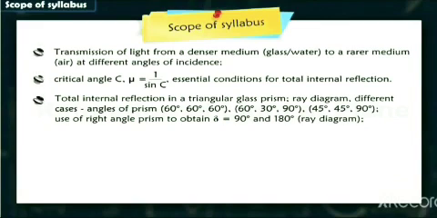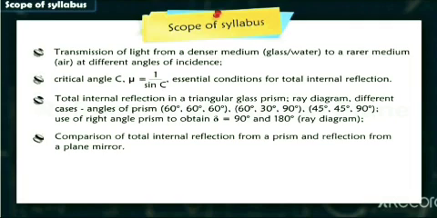Ray diagram. Different cases. Angles of prism 60 degrees, 60 degrees, 60 degrees; 60 degrees, 30 degrees, 90 degrees; 45 degrees, 45 degrees, 90 degrees. Use of right angle prism to obtain delta is equal to 90 degrees and 180 degrees. Ray diagram. Comparison of total internal reflection from a prism and reflection from a plane mirror.